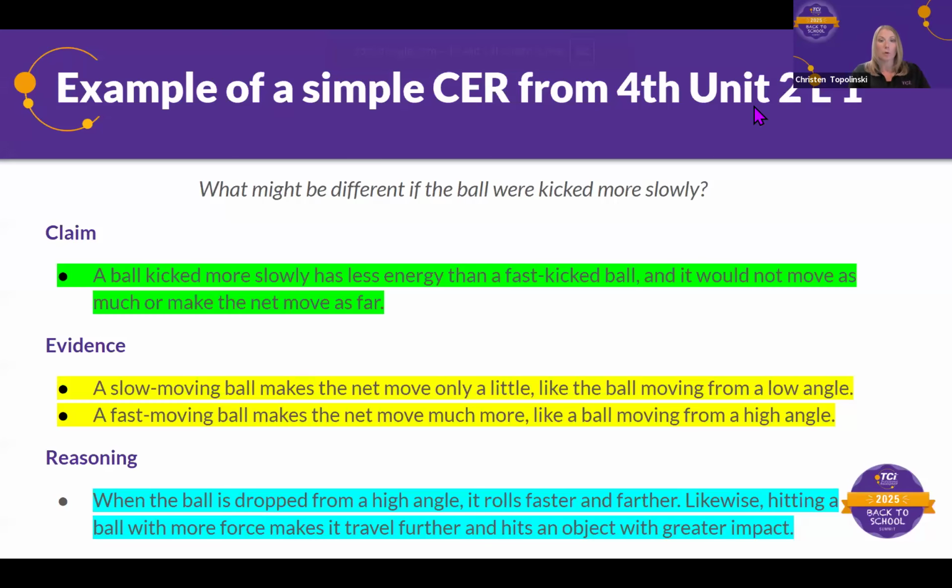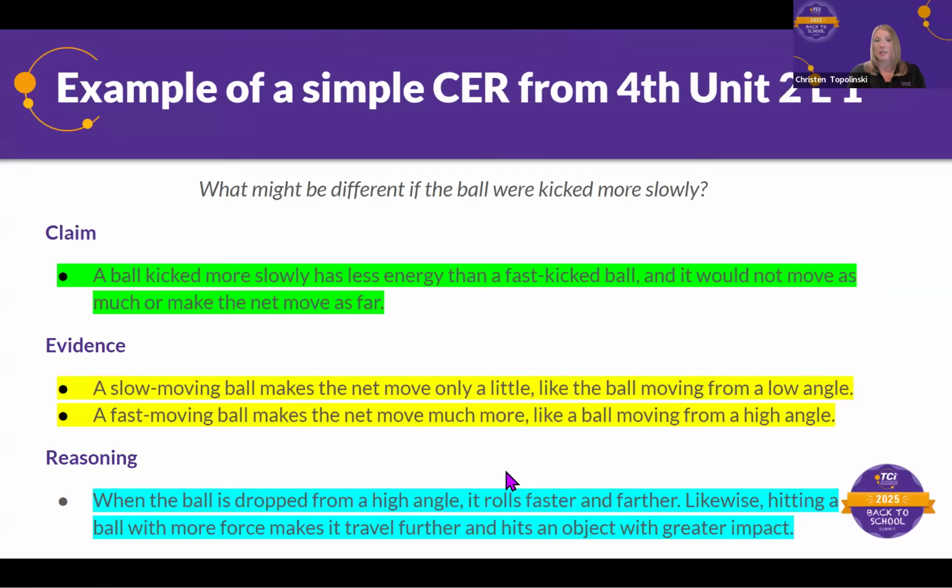So again, this is from the 4th grade unit. The claim is a ball kicked more slowly has less energy than a fast kicked ball, and it would not move as much or make the net move as far. So that's what they're going to find if they're kicking it with less energy.